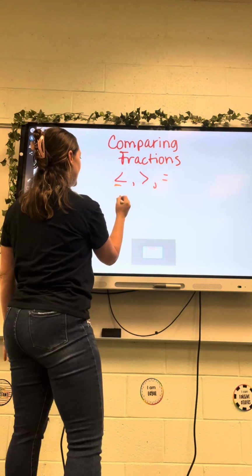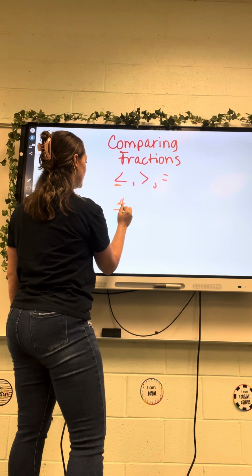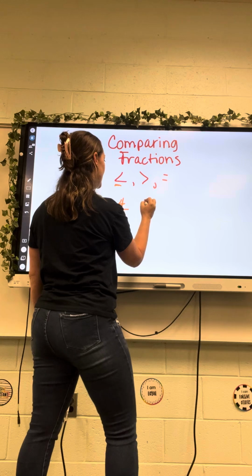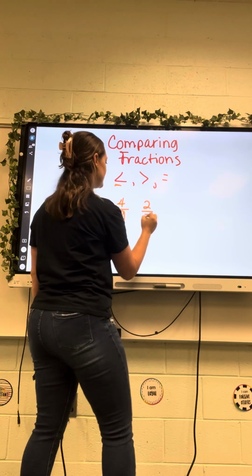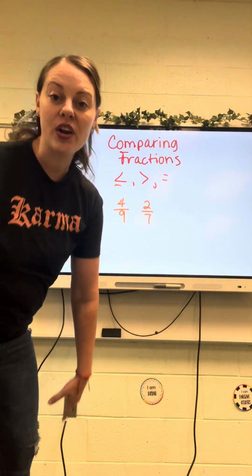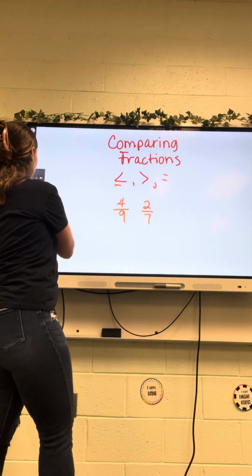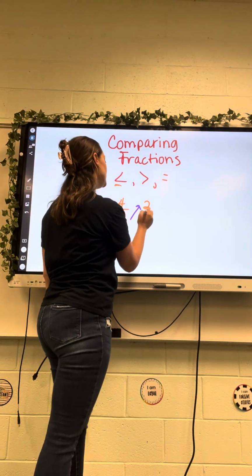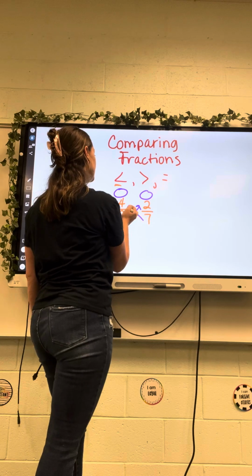Okay, let's say I have 4/9 and 2/7. Let's try that one. Go ahead and pause and try it on your own. All right, so you should have paused and tried it on your own. So I'm going to do my crossways, and then 4 times 7 is, I think, 28.